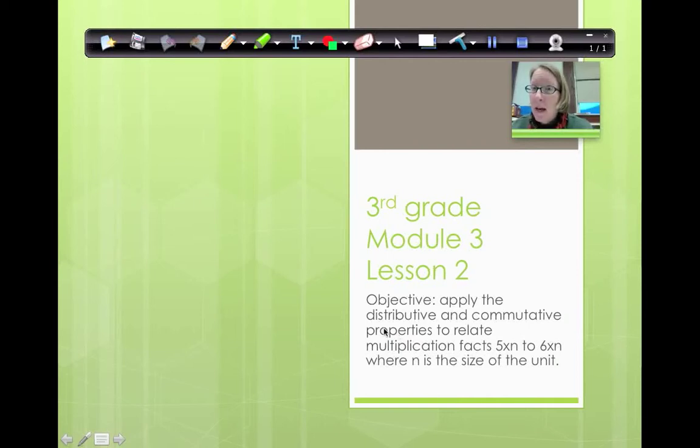That means the take apart property, where we're going to take it all apart into little pieces. The commutative property we reviewed yesterday, and that was when we can flip the numbers before the equal sign in order to make it in an addition sentence or a multiplication sentence, and the answer will be the same.